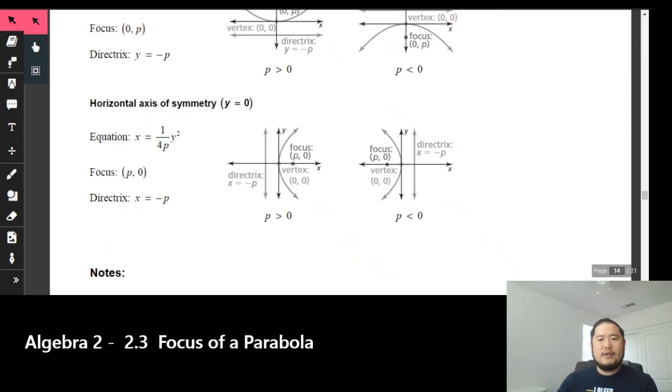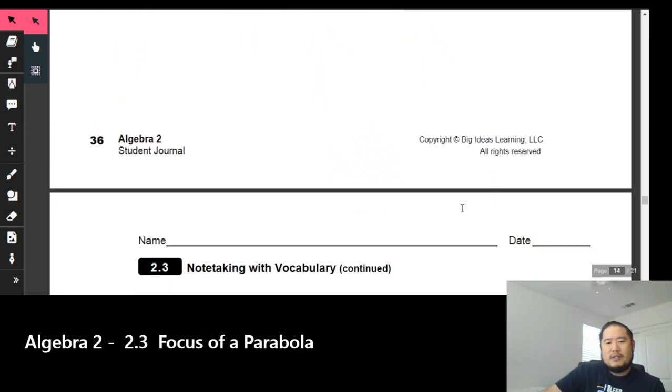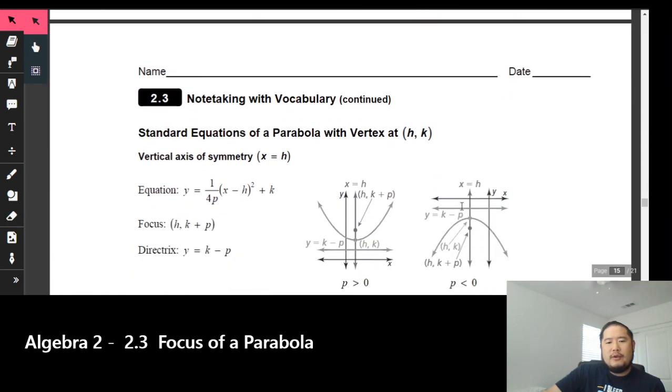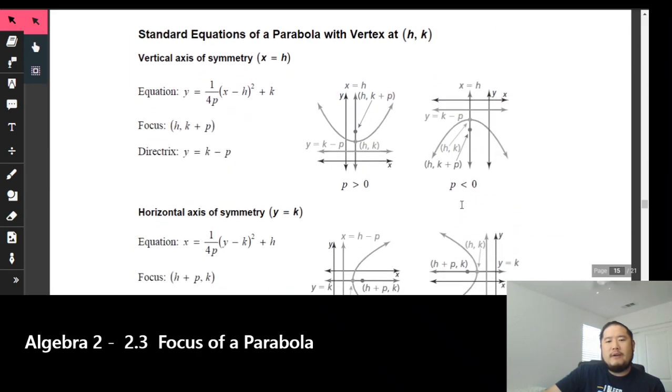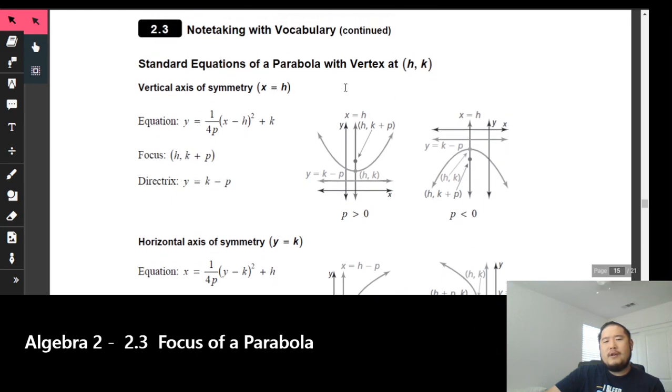So it's important for us to know and figure out, well, what is our p term? They might give you the directrix, they may give you the focus, and either way, you'll be able to figure out what our value of p is. Now, right here, we take it one more step further because our vertex is not at the origin, it is at h comma k. And remember, hk represents x and y of the vertex.